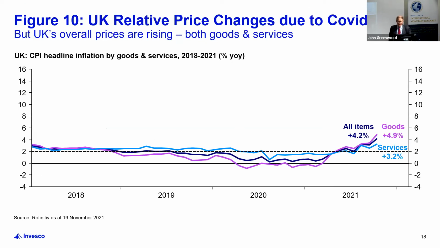For the UK, we have the same sort of picture. On the left-hand side, those goods prices tended to be falling, and then we've got the reversal with COVID, and goods prices now rising more rapidly. But notice again that these prices are much more compressed together. Goods prices rising 4.9%, service prices rising 3.2% year over year for October, and all items 4.2%.